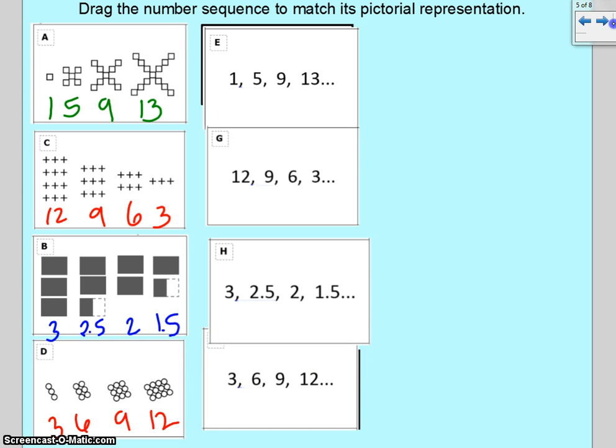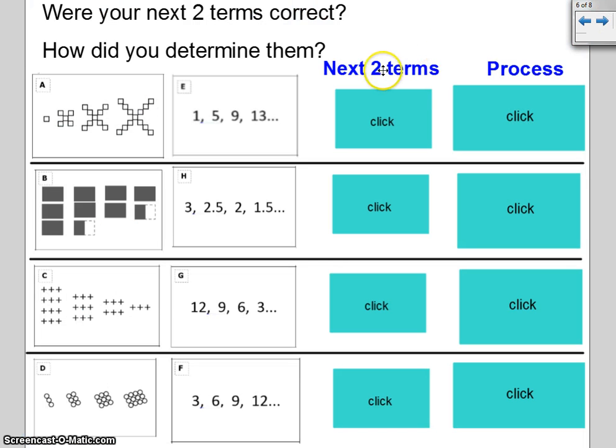Okay, so now next to these 4 sequences, I want you to determine what the next 2 terms would be, the next 2 numbers within the sequence. That's what a term is, a number within the sequence. And what was your process for finding it? Go ahead and pause the video and find that.